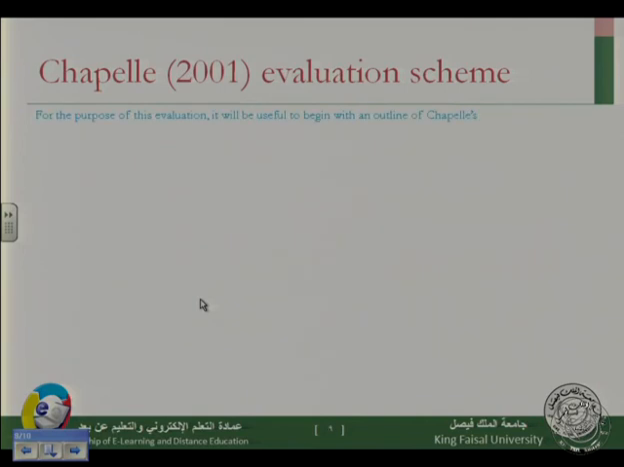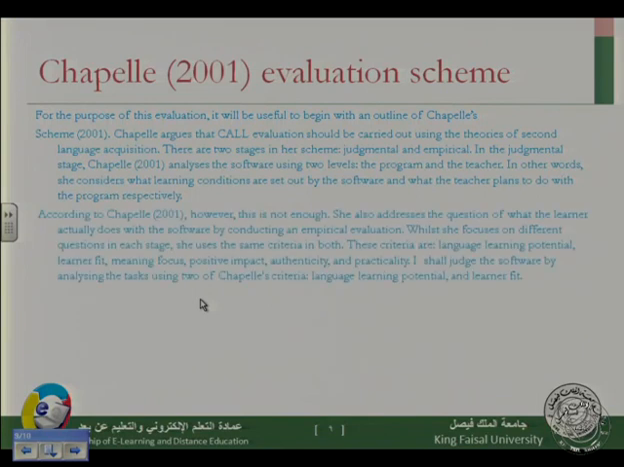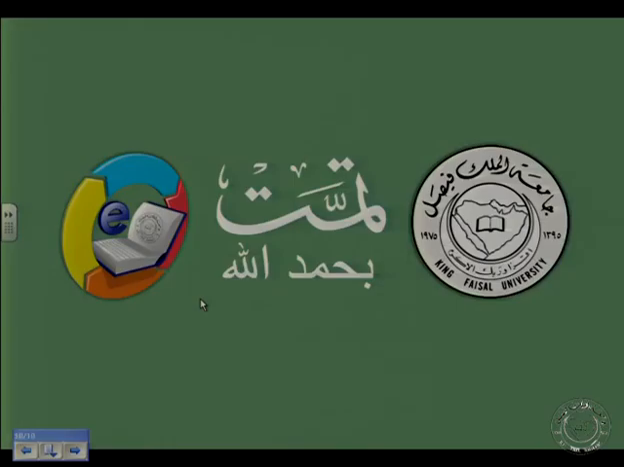For the purpose of the show, this is a repetition of a repeated slide. So as I said, next class, inshallah, we will talk about these two criteria.